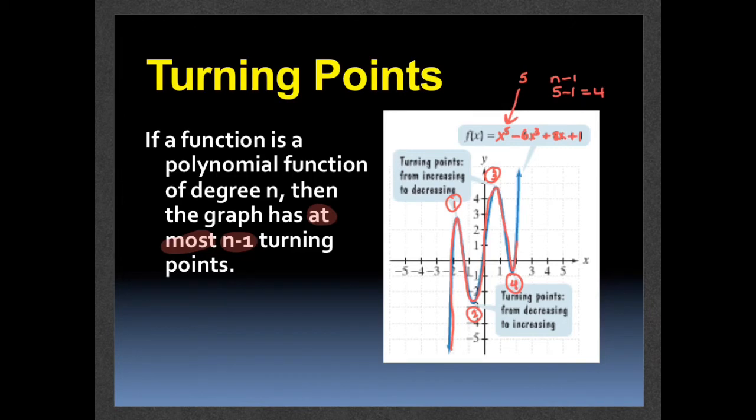So this is really helpful to confirm your graph, or to use in a matching scenario where you've got to match these graphs. Anything that had something like 5 as its exponent couldn't have more than 4 turns.